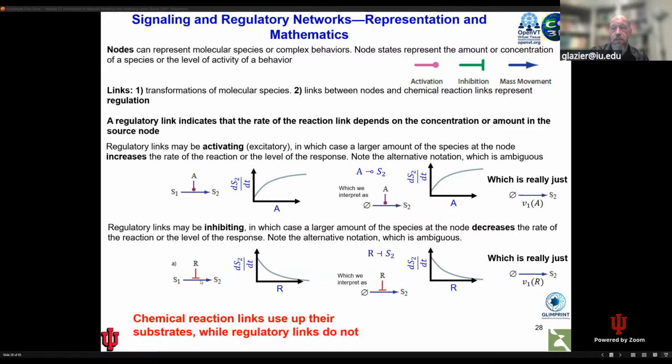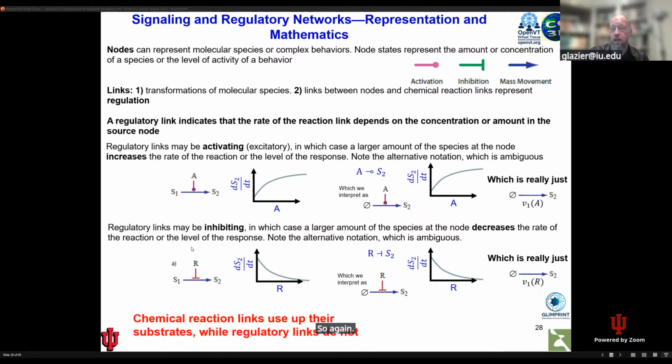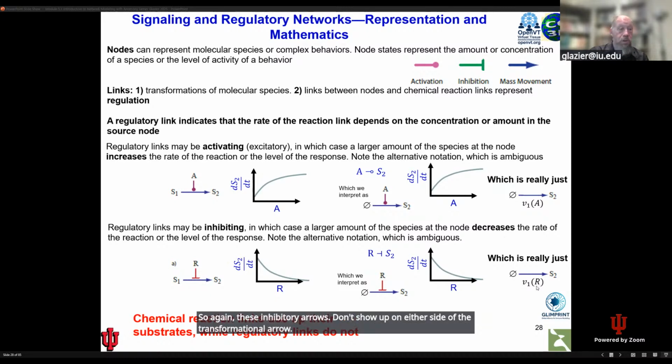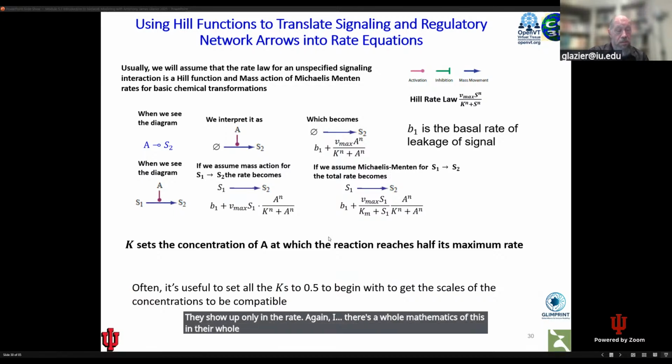An inhibitory link, with a T arrow, means that the more R I have, the less I produce S2. That's interpreted as nothing goes to S2, inhibited by R, which is written simply as nothing goes to S2 at a rate depending on R. So again, these inhibitory arrows don't show up on either side of the transformational arrow. They show up only in the rate. Again, there's a whole mathematics of this and there are whole textbooks about it. I can only allude to it today.